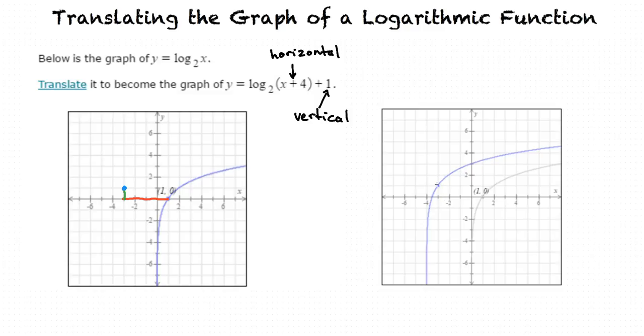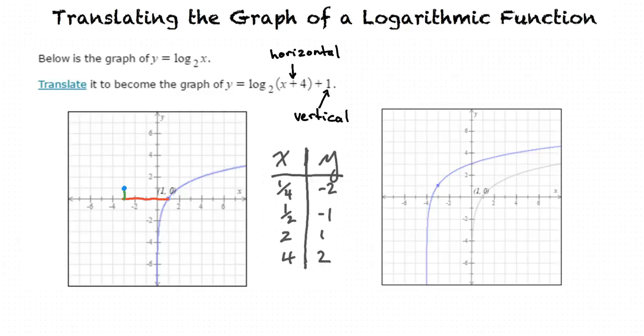And in Alex, this is what you would do. You would click on the point and drag it to the new space. Now, if we were translating the graph by hand, we would need to find several more points on the original graph and translate each one individually, like (1/4, -2), (1/2, -1), (2, 1), and (4, 2).